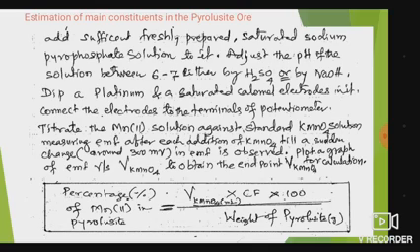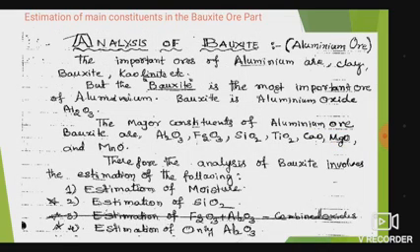of manganese in the pyrolusite, which is equal to volume of KMnO4 in ml times conversion factor times 100, divided by weight of pyrolusite in grams. This is about the analysis of pyrolusite ore, that is, how to analyze the main constituent manganese from the pyrolusite ore. Next one is the analysis of bauxite ore.